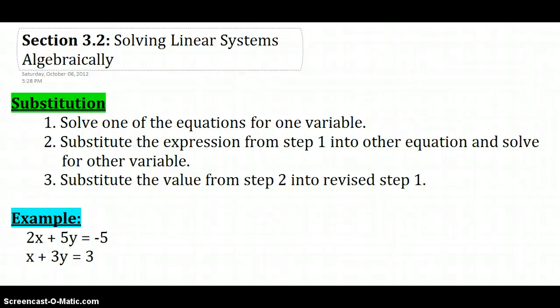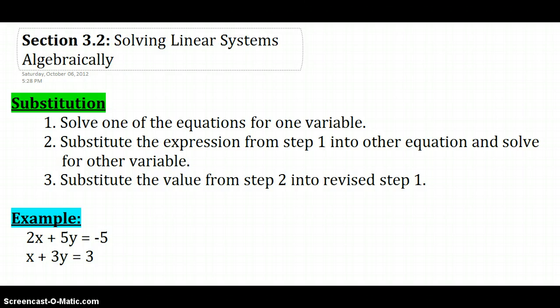Section 3.2 is solving linear systems algebraically. So now we're not going to be graphing to solve these systems. We're going to be using some algebraic methods to solve them. You're going to learn substitution and elimination, which you've already learned in Algebra 1, so this should be coming back to you as we do this.